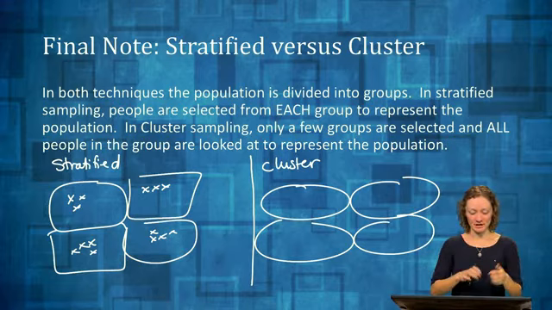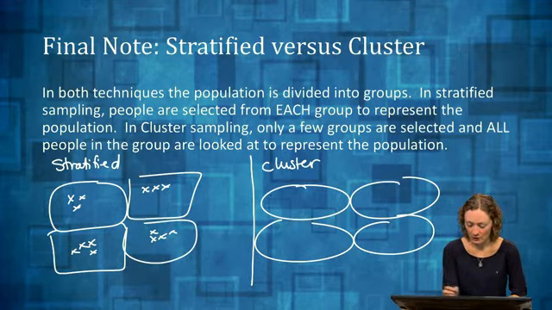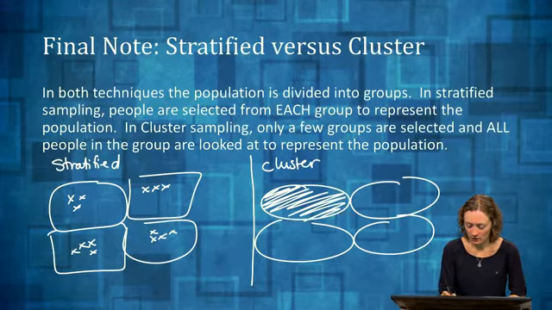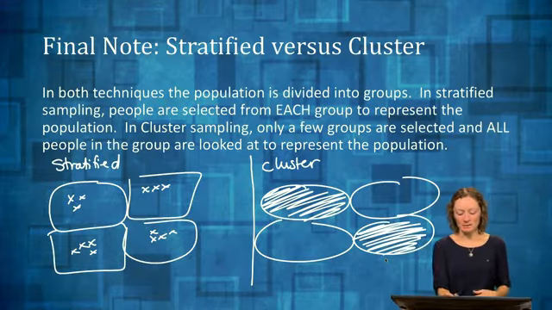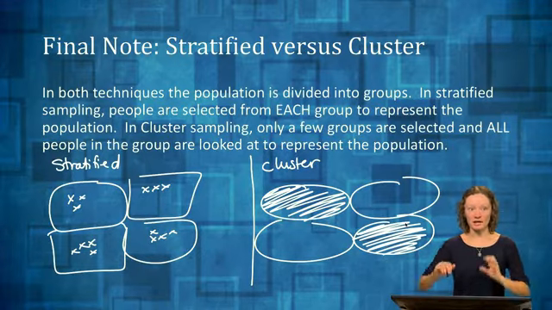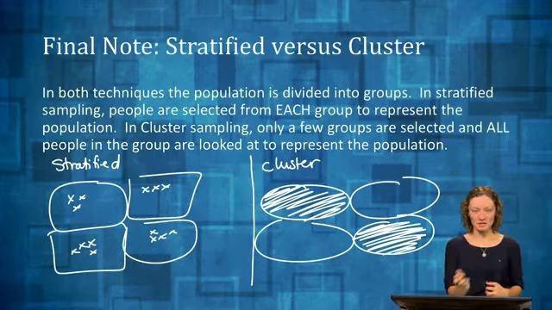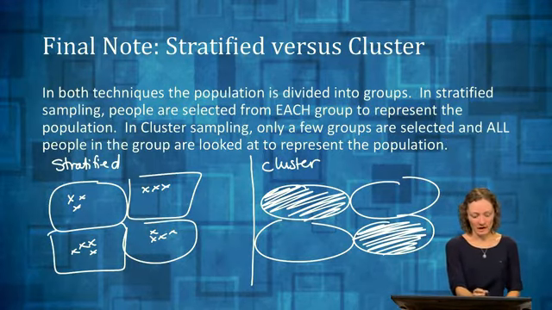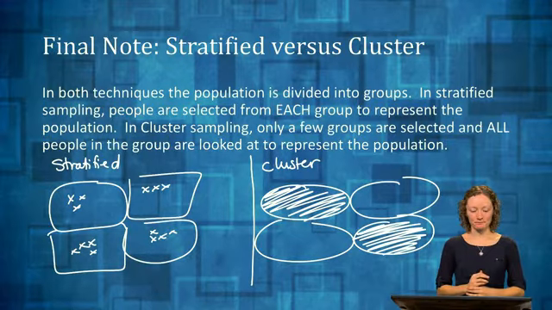Each partition has representation. Okay, versus cluster sampling, only a few groups are selected and everyone in those groups is looked at to represent the whole population. So maybe this circle and this circle. And maybe there's a bunch of circles and we only talk to 5 of them, but we talk to everyone here, and they're made to represent the entire population, every single circle that's represented. Those 2 are similar in that they have these partitions, but very different in how they deal with them. In stratified, we talk to a few people from each group, and in cluster, we talk to everyone from a few groups. Different ways of representing the information.